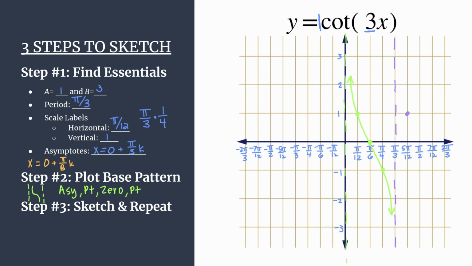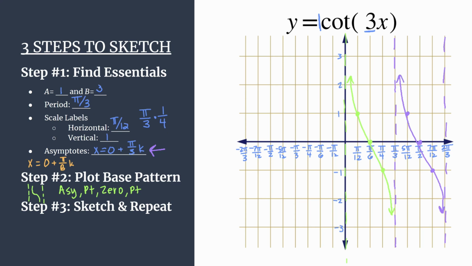Upper curve shaping point, 0. Lower curve shaping point. And then if you want, go ahead and put another asymptote at 2 pi over 3. That's when k is 2 in that asymptote generating equation. Just a nice double check. And we'll sketch in this cotangent curve. A little messy there, that's all right.